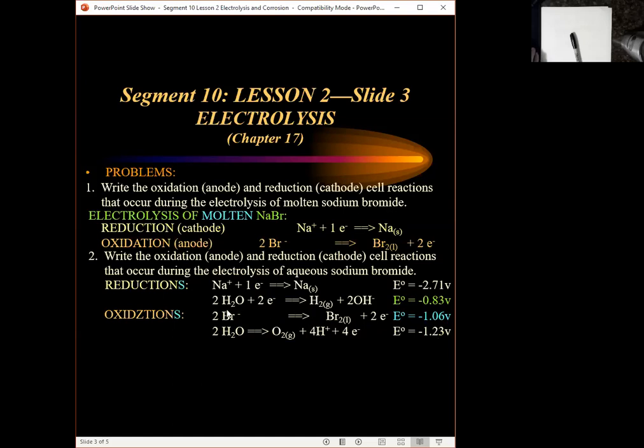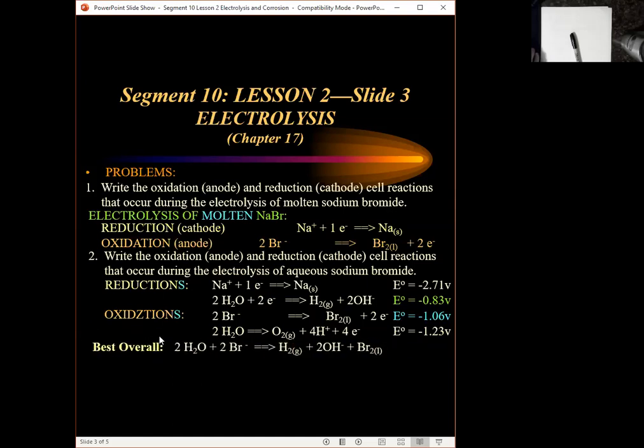So the two reactions that are going to take place in this cell is at the reduction cell, at the cathode, we're going to cause reduction of water. You're going to have hydrogen gas bubbling off at that electrode, and you're going to have hydroxide ion occurring in the solution around that electrode. At the anode, we're going to have the bromide oxidation take place.